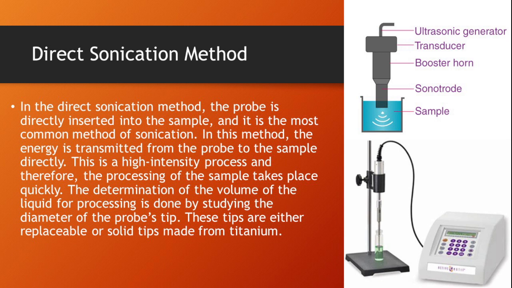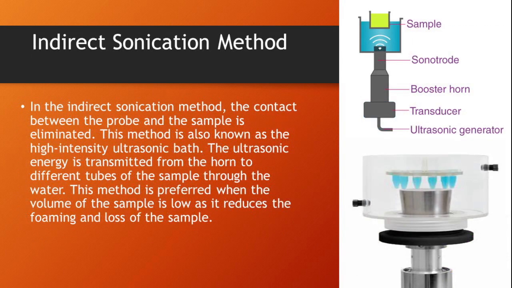The volume of the sample which can be taken for sonication is decided according to the diameter of the probe tip. Probe tips are made from titanium, which is a non-reactive metal, so that the probe does not react with your sample. The second type of sonication is the indirect sonication method.